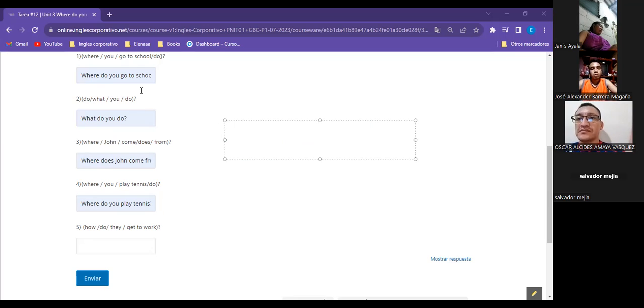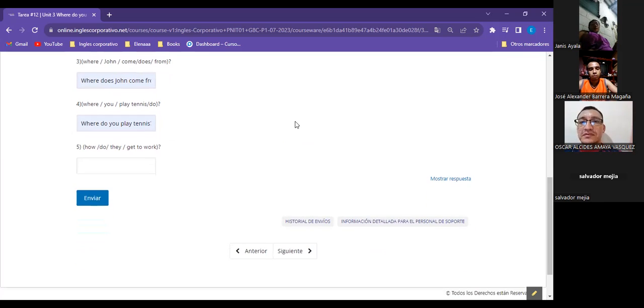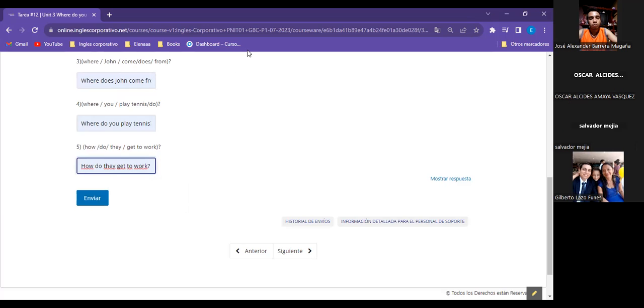Perfect. Number five, what's your opinion about number five? Make the question, please. How did they get to work? That's all right. How do they get to work? Capital letter and question mark, right? And how do you get to work, class? ¿Qué responderían a esto? How do you get to work?